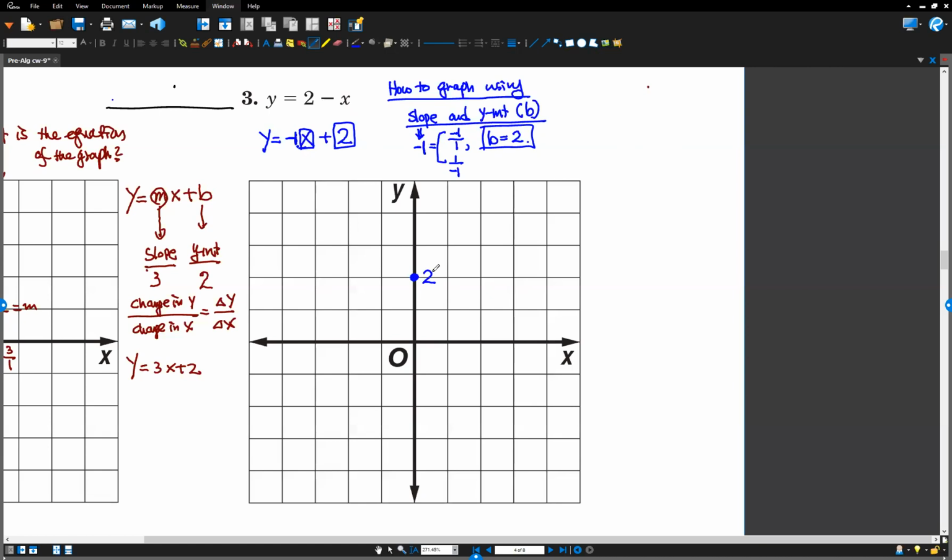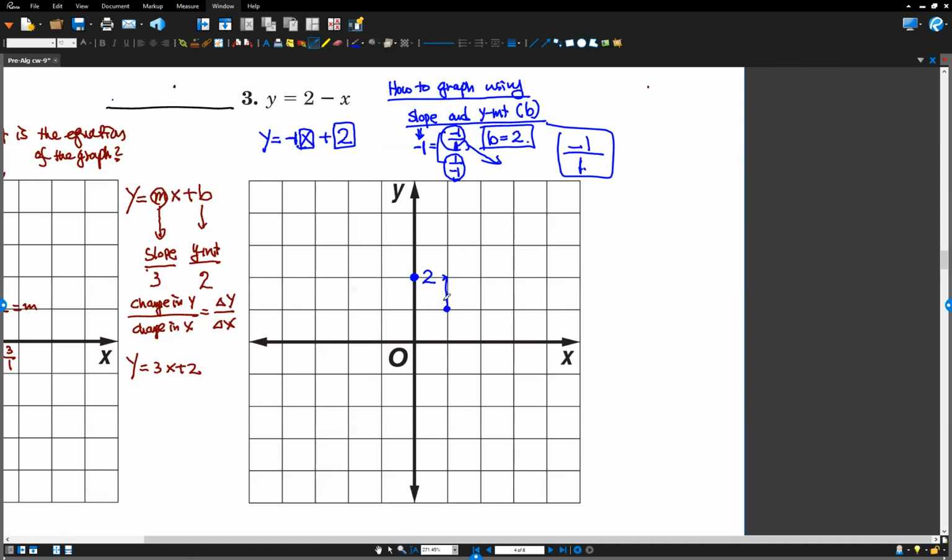The next step is to follow the slope. You can use this one or this one. I'm going to use this one. Usually to the right is what? This is the denominator, positive, right? The slope is negative 1/1. What does that mean? 1 to the right, and -1 is 1 down over here, right? That's the next point. Only one point is enough.